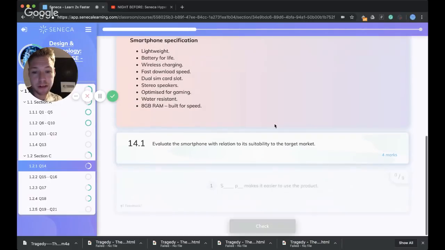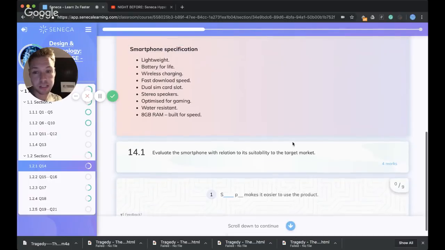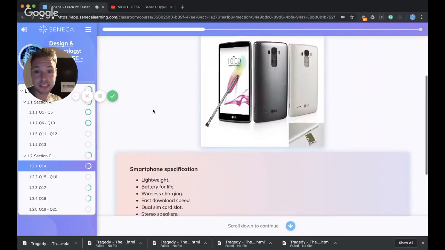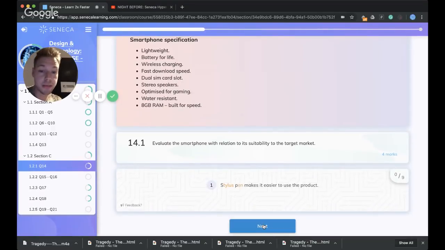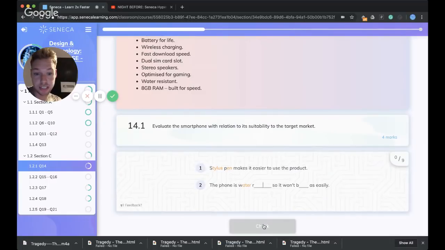So evaluate the smartphone with relation to its target market. We want to use those specification points and say how they apply to that target market. So the stylus pen makes it easier to use the product. Really, really good, nice, easy functionality. It's water resistant, so it won't break easily.